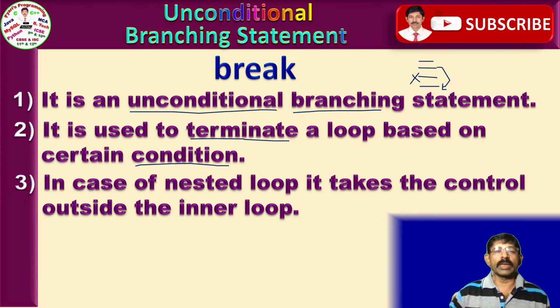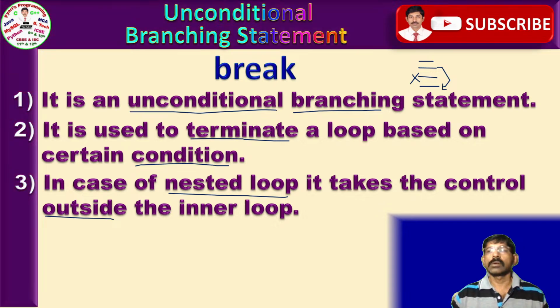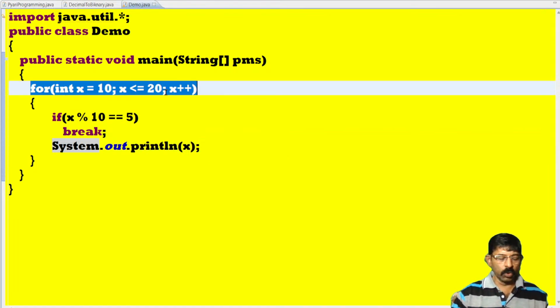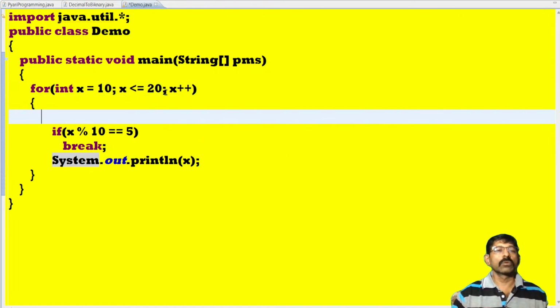In case of nested loop, break takes the control outside the inner loop. So we'll discuss this one. I'm creating a nested loop. What is a nested loop? A loop within a loop is called nested. So I'm creating a loop within a loop. I'm making it y.